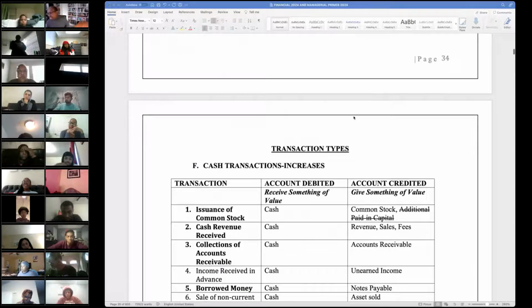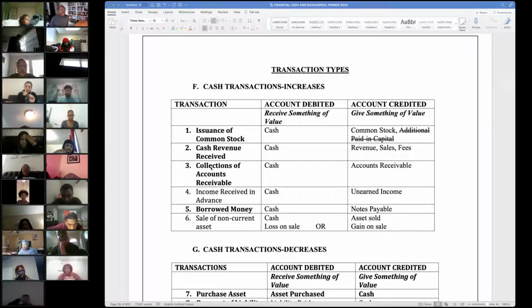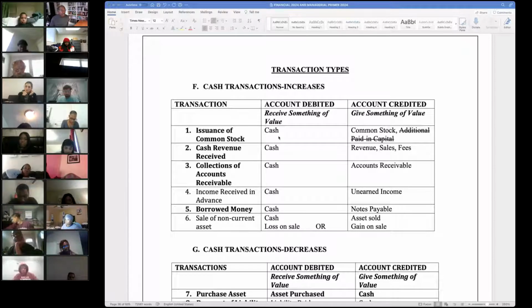Let's go to our transaction types, and I tell you to have a hard copy of this. When cash comes in, there are six ways. Right now, we're only dealing with one, two, three, and five. If cash comes into the business, the type is a one, two, three, or five. So when cash is coming in, we're going to read that transaction and see if it's a one, two, three, or five. We always debit cash, but what we credit depends on the type it is.